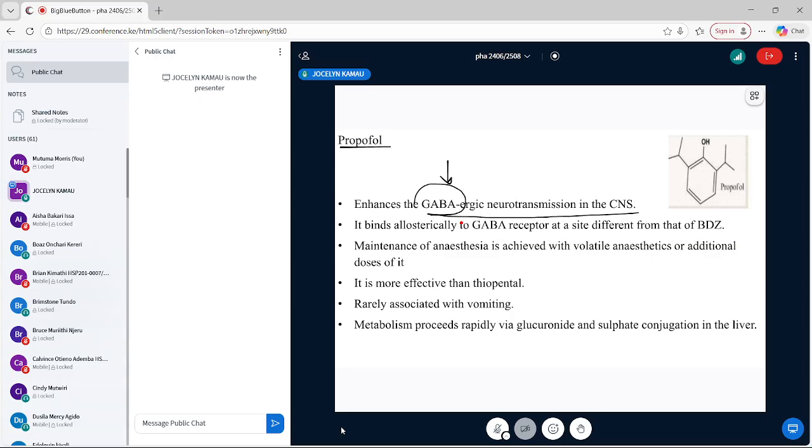Again, it will bind its own site. It binds allosterically to the GABA receptor at a site different from that bound by the benzodiazepines or bound by the barbiturates or bound by GABA. It binds its own receptor. So they look like this. Receptors are very complex and they can have many areas to bind. Remember, a receptor is just a group of atoms. Mostly a receptor is a group of atoms, or it could even involve a double bond or something like that.